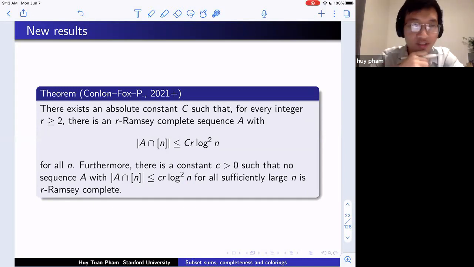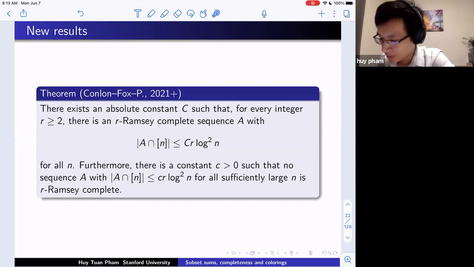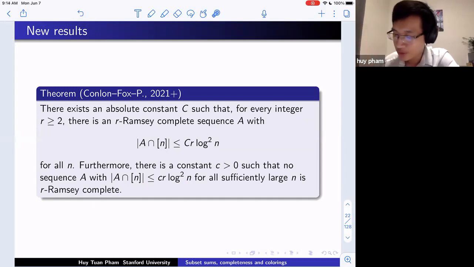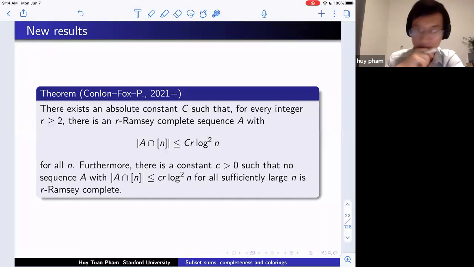So are there any questions about the result? Okay. And so we see that once we move to 2-Rmc complete, we already must have a different growth rate compared to if we just ask for a complete sequence, like the sequence of powers of 2s, where we only need a log n term in the sequence.